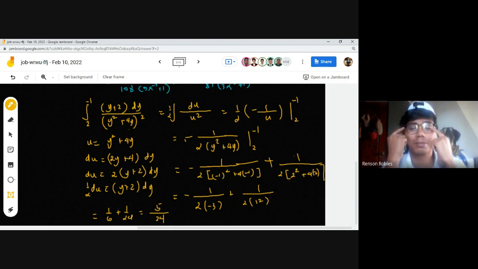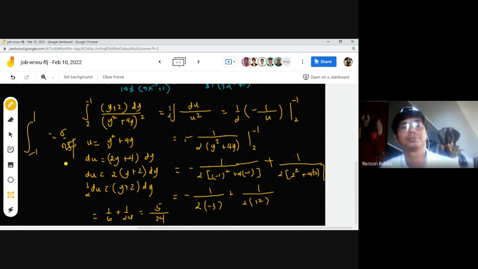Alright, so that's 5 over 24. Ibig sabihin po pala, from negative 1 to 1, so ay negative 5 over 24. Kung ang limit ay ina-approach natin from negative 1 to 1, so that's negative 5 over 24. Negative 1 to 2 pala, sorry. That's negative 5 over 24.